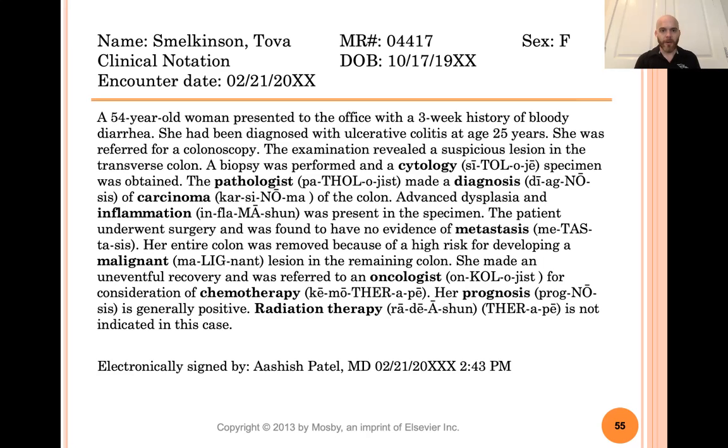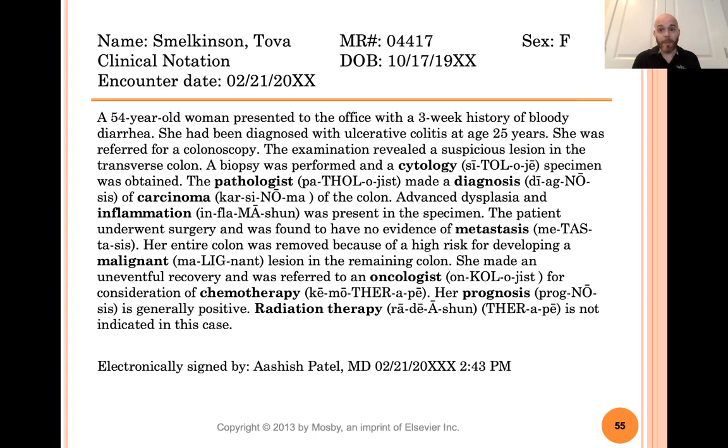And here we go. Here is a note. Let's just skim this note, not read it word for word. We see our patient and her age, 3-week history of bloody diarrhea. Sounds nasty. That's her symptoms. She had been diagnosed, so her diagnosis is ulcerative colitis. And she has a 3-week history of diarrhea. So she has 2 diagnoses: ulcerative colitis and bloody diarrhea.